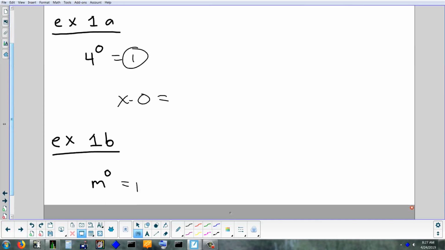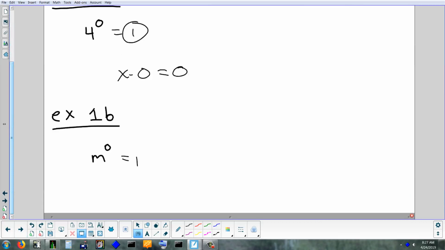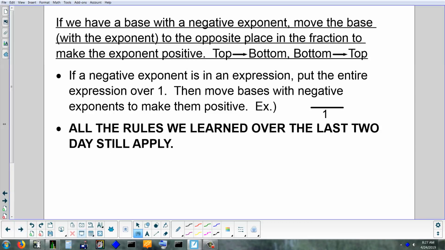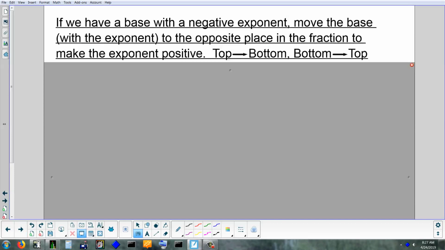0? 0. No, it's 1. Well, what happened to the x? That makes sense. Where'd the x go? It's gone, because when you multiply something by 0, it disappears. When you raise something to the 0 power, it disappears. It just becomes 1. That's how the ball bounces. That's the way the news goes.